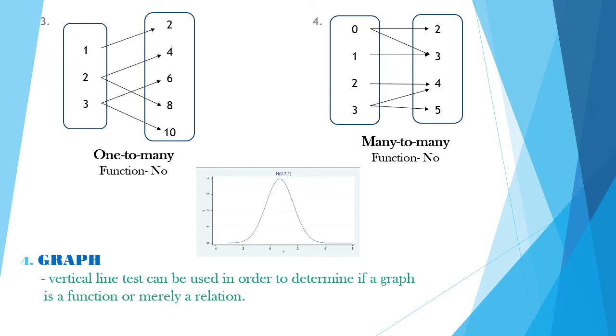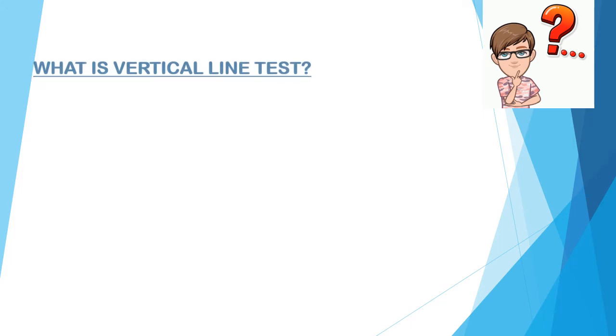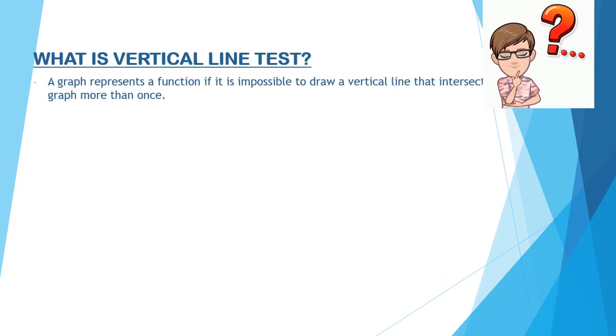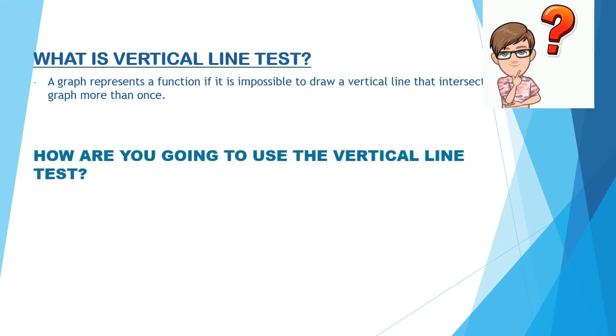The fourth way is the graph. It is where the vertical line test is used in order to determine if a graph is a function or merely a relation. What is a vertical line test? A graph represents a function if it is impossible to draw a vertical line that intersects the graph more than once.